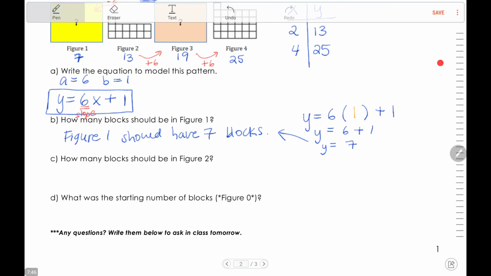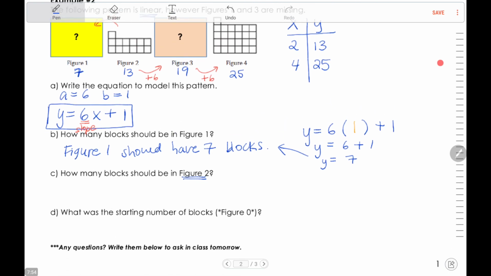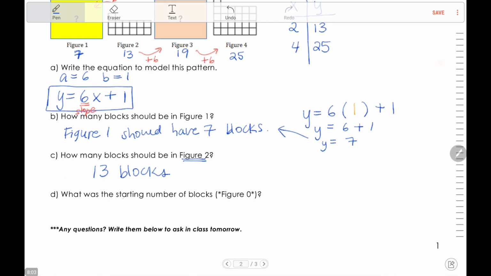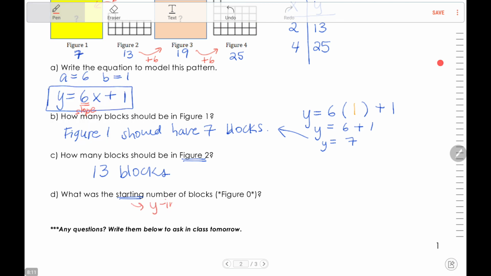How many blocks should be in figure 2? That's a mistake because that should have been figure 0, but we already know figure 2 has 13 blocks. We see that clearly in our pattern. Oops. And part D was, what was the starting number of blocks? Whenever we see starting or initial, at this point we should know this means y-intercept. So our y-intercept is the b value right here. So our y-intercept tells us that figure 0 had 1 block.